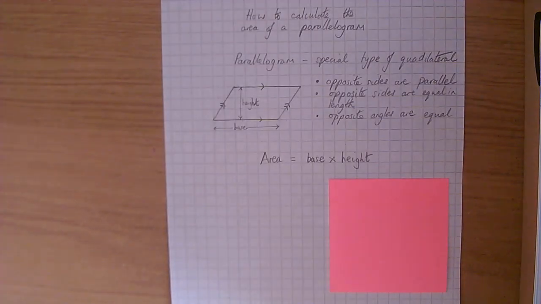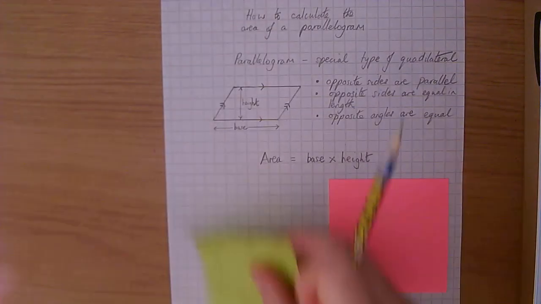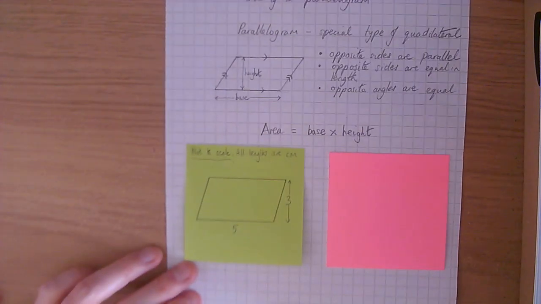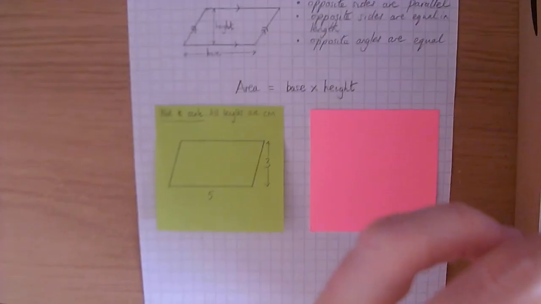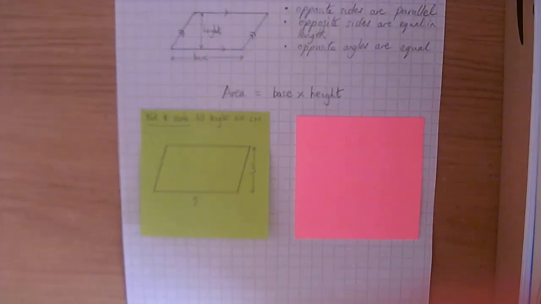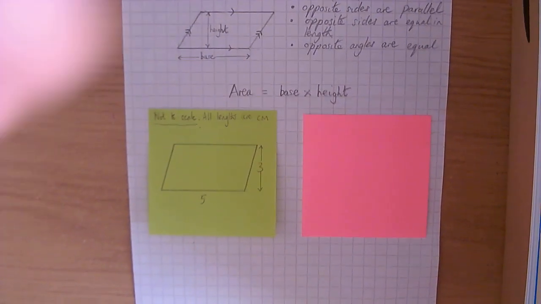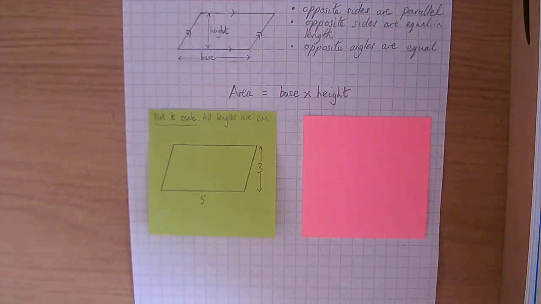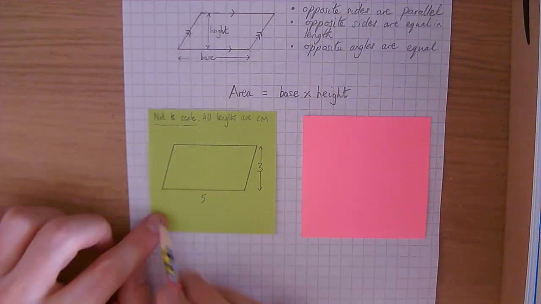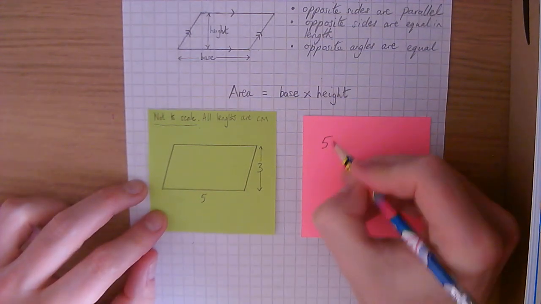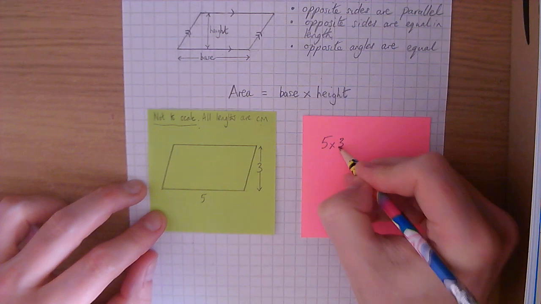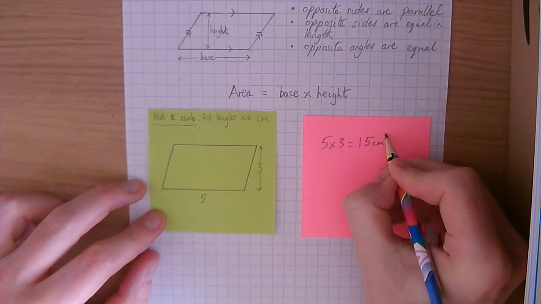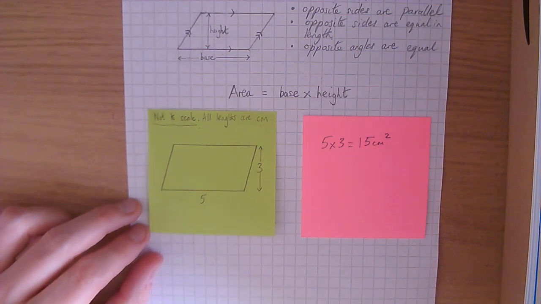Let's have a look at a few examples. So today we are calculating, we are not measuring. So important to note that it says not to scale because this isn't exact. So we are calculating, doing the maths, and all lengths are in centimetres. So we take the base, we times it by the height, very straightforward. 5 times 3 is 15, so it's 15 centimetres squared, and it's that straightforward.